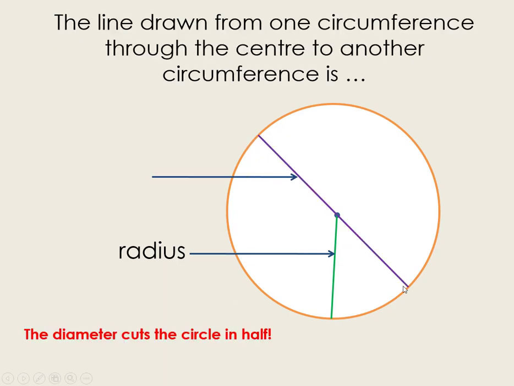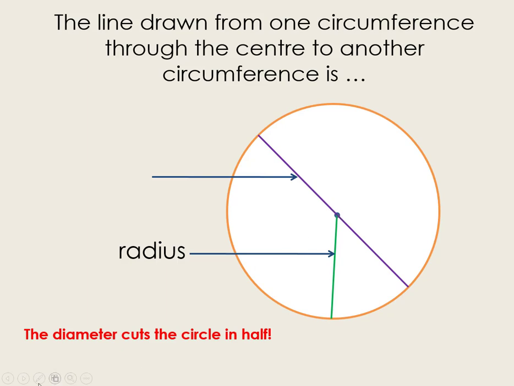The line joining 2 points on the circle and passing through the center of the circle is called the diameter of the circle. And the diameter of the circle, as you see here, cuts the circle into 2 halves. Again, this is the center point of the circle, and this is the radius. The radius is the line joining the center to any point on the circle. And this is the diameter. The diameter is a line joining 2 points on the circle and passing through the center of the circle.